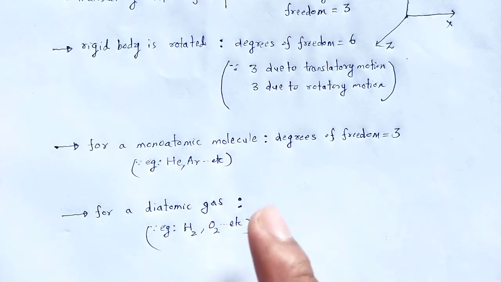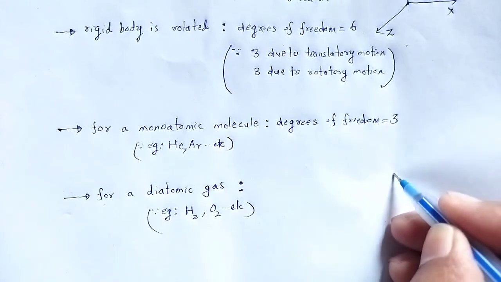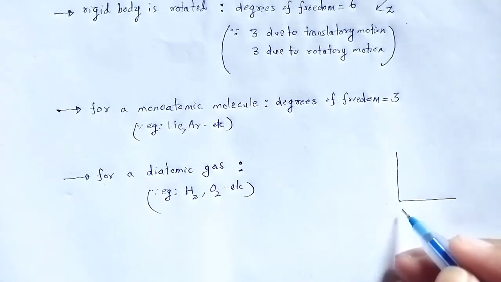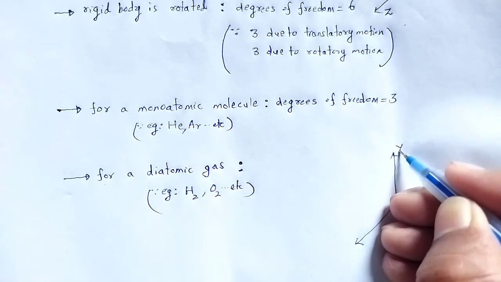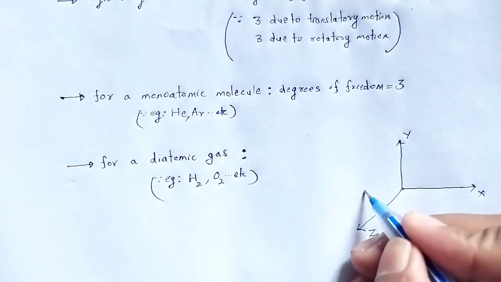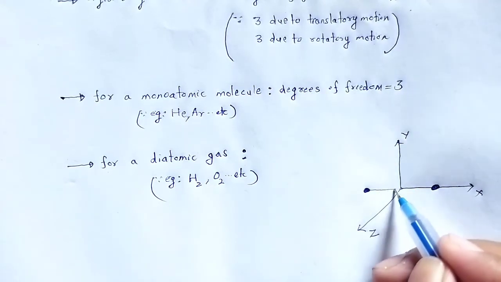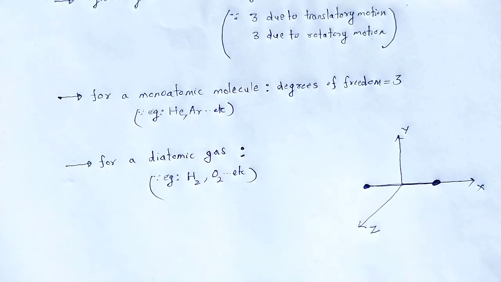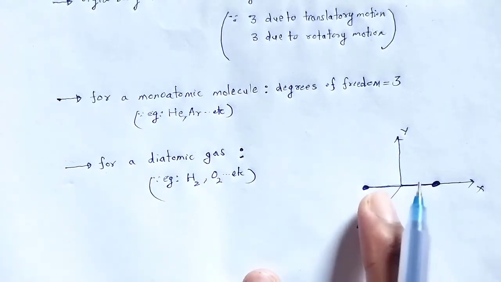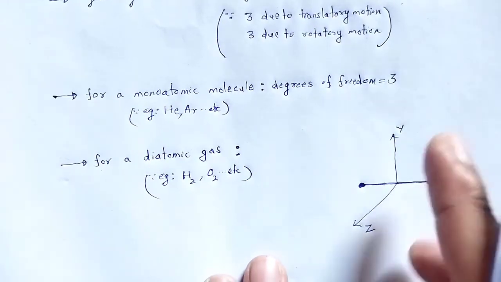This diatomic gas consists of 2 atoms that are joined rigidly to one another through a bond. Let us take the coordinate axes x, y, z. We take 2 atoms, one atom here, one atom there, and these two atoms are joined with a bond, and it can not only move bodily but also rotate about one of the three coordinate axes x, y, z.